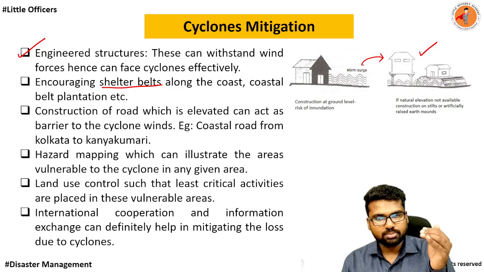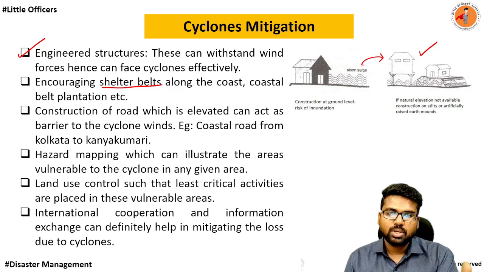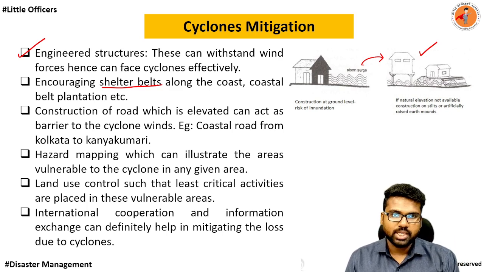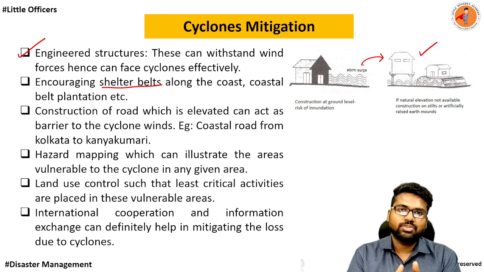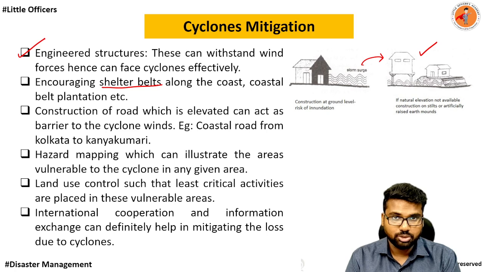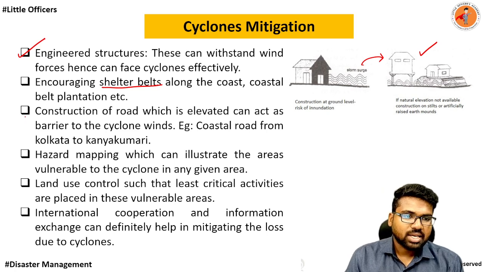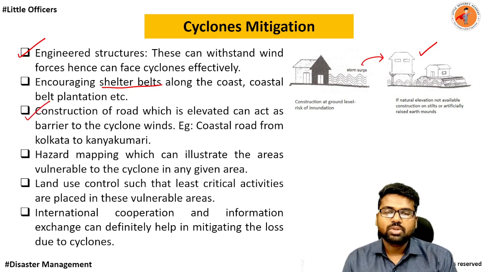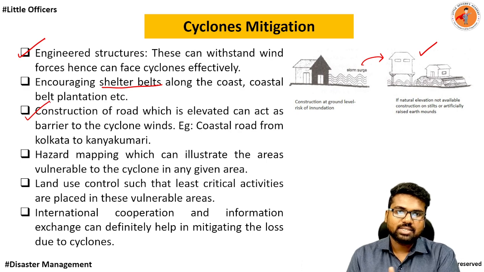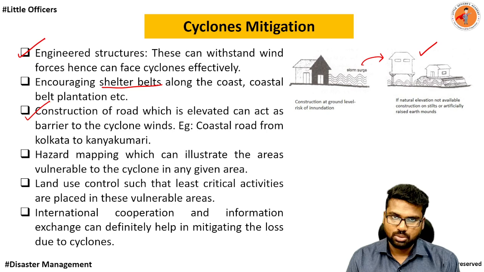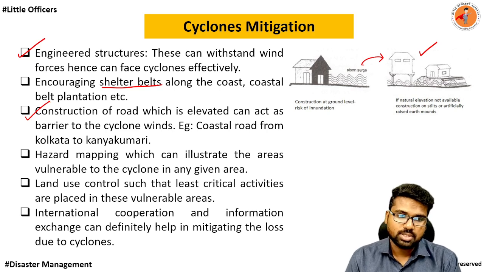Here you can use mangroves, you can use various other local native species of trees in order to reduce these fast moving velocity winds during cyclones. Then construction of the roads, which is elevated, can act as a barrier to the cyclone winds. Coastal roads, beach roads, retention walls, etc.